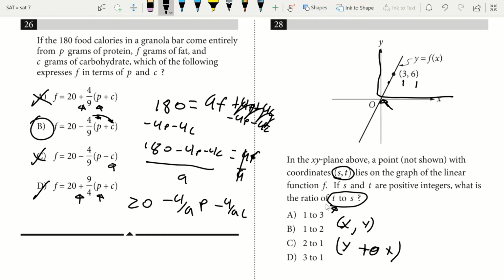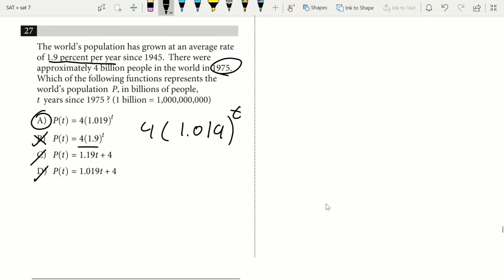So I look here, I see my y is 6, and I see that my x then is 3. So it's going to be 6 over 3. 6 over 3, that's equivalent to 2 to 1. So my answer is going to be choice C. Right, and I'm just going to quickly double check that: for st, we'll say s is 3, we'll say t is 6. Now I need t to s, that's going to be 6 to 3. 6 to 3 is the same as 2 to 1, answer is going to be C.